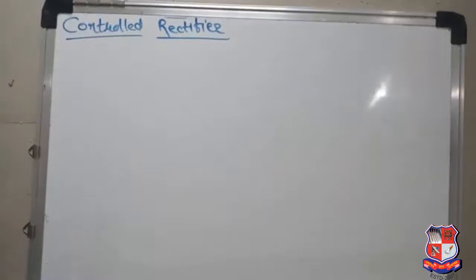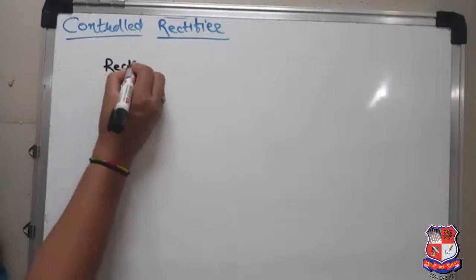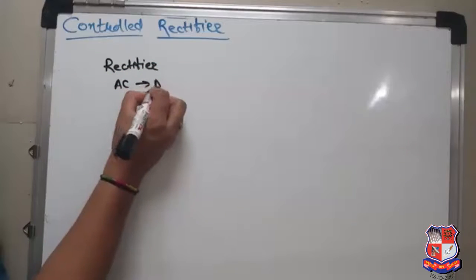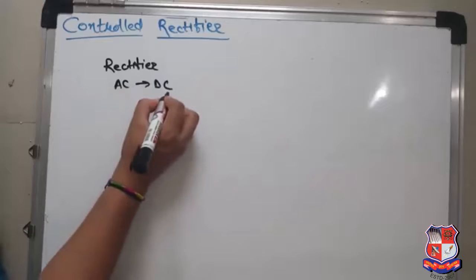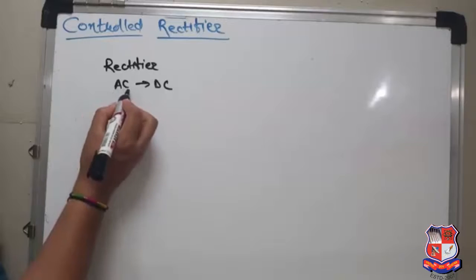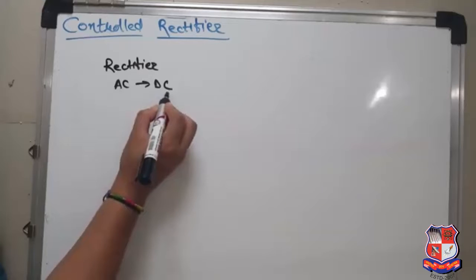Hello dear friends, myself Roshni Parikh, and today's topic of discussion is the controlled rectifier from power electronics. As we know, a rectifier is the device which converts AC into DC. In a rectifier, the AC has a fixed magnitude of voltage and a fixed frequency, and it is converted into a DC supply.